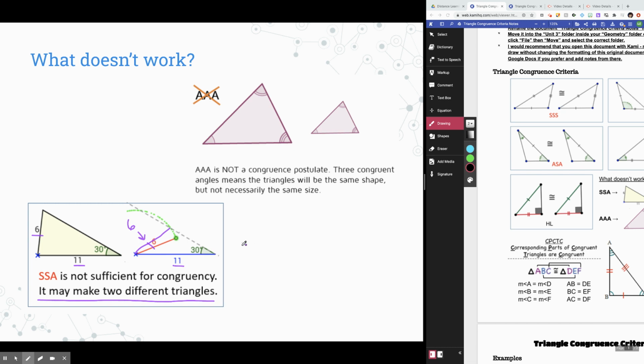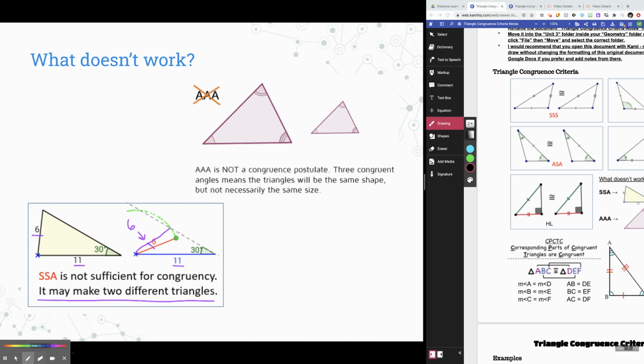The best way that I've found to remember this, and to show you which one does not work. This is one of the only math jokes I get to tell all year. So here it is: SSA does not work because it's ass backwards. So there it is.